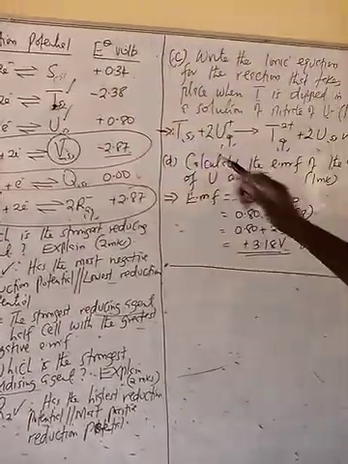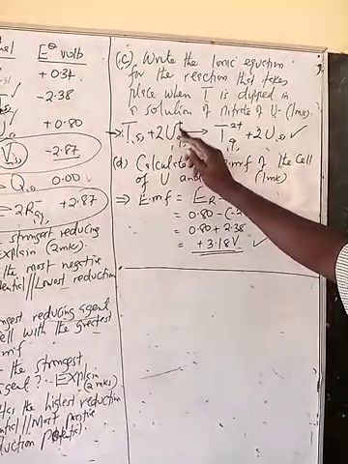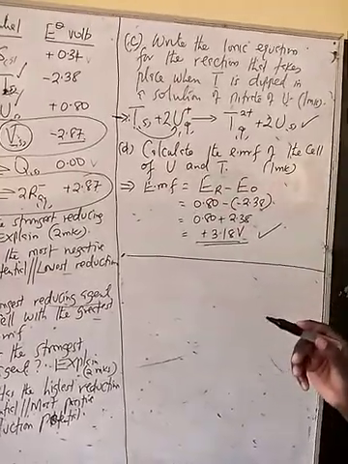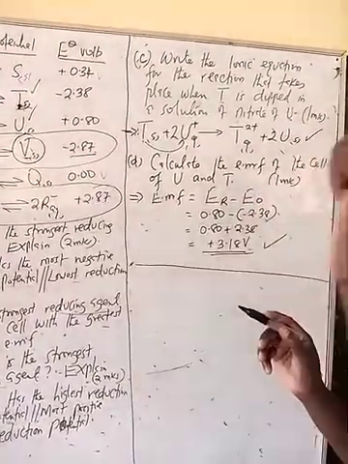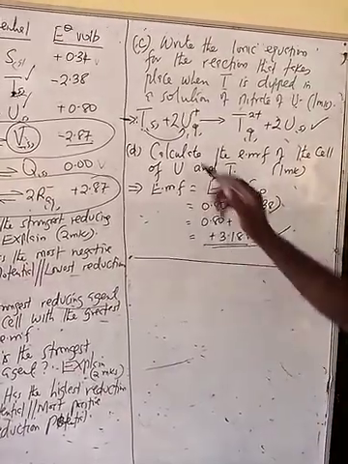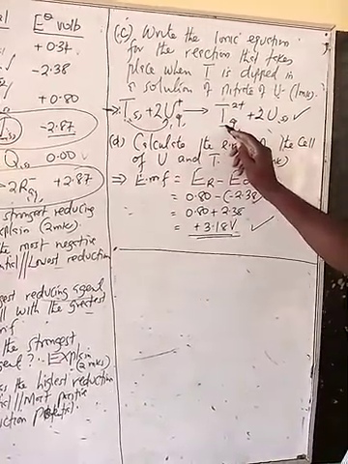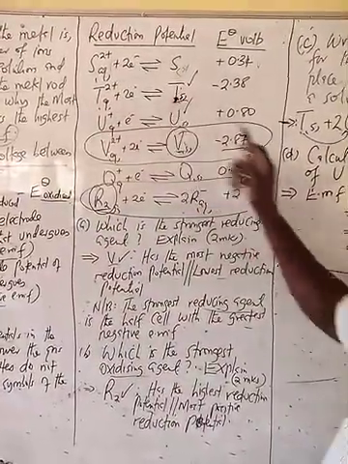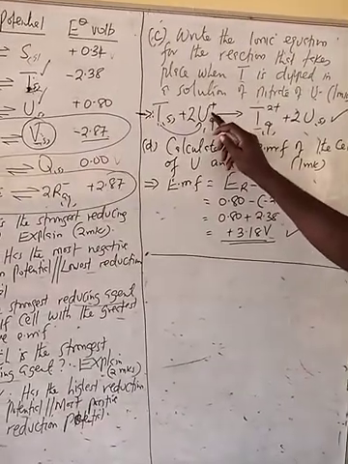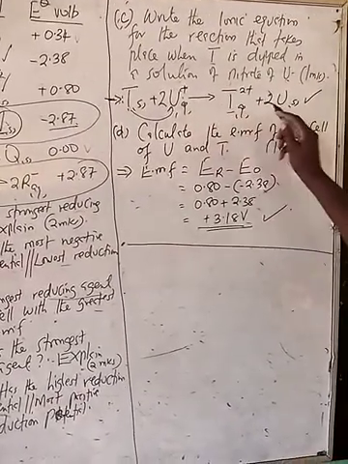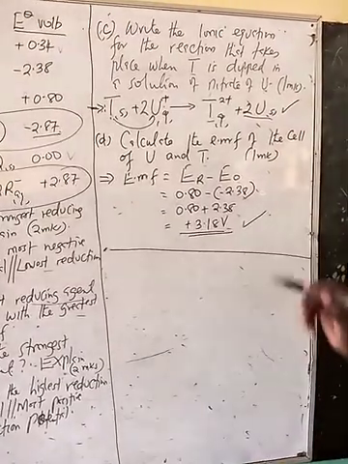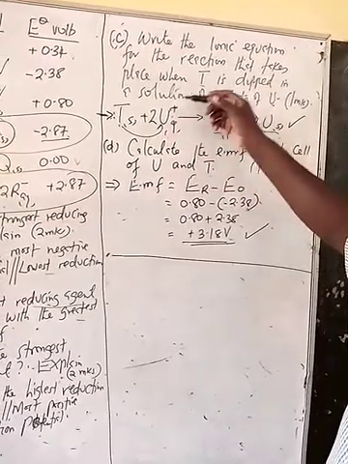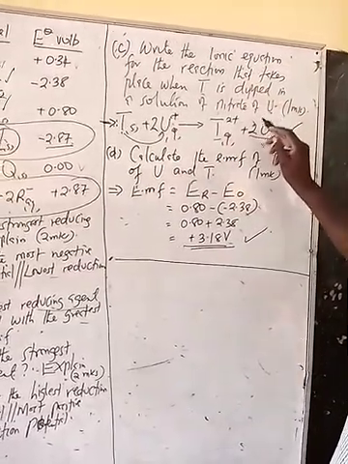So if you dip T in a solution containing U ion, because T is more reactive than U, it's going to displace U from a solution containing its ion. Because you know that a more reactive metal will displace a less reactive metal from a solution containing its ion. So it changes to T ion and two electrons, because T ionizes by losing two electrons. The two electrons will be received by two U ions, to form U as a solid. That is two of them. So this is the ionic equation when you dip T in a solution containing U ions.